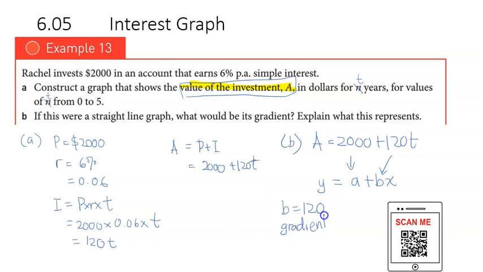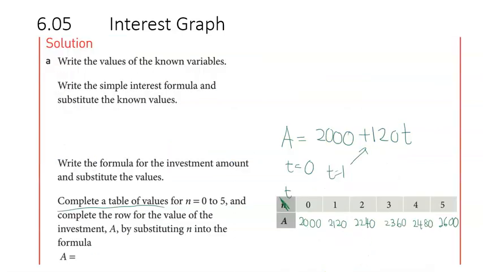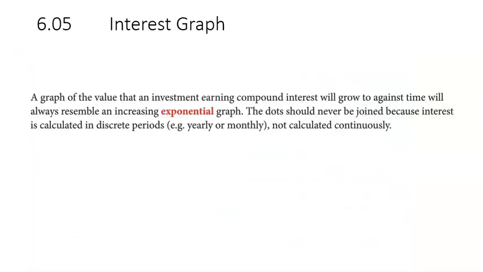So this 120, what does it mean? It means this 120 is the simple interest earned per year. So this 120 represents that I earn simple interest of $120 per year over here. Okay, so let's look at the second one, for the compound interest.